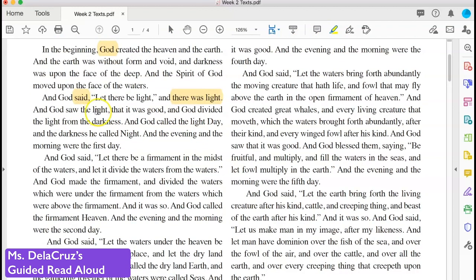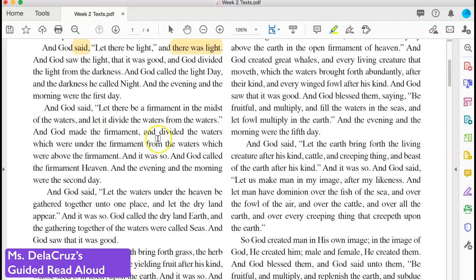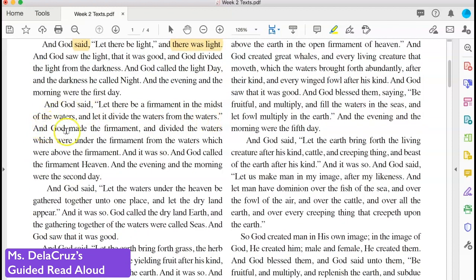"And God saw the light, that it was good. And God divided the light from the darkness. And God called the light day, and the darkness he called night. And the evening and the morning were the first day. And God said, 'Let there be a firmament in the midst of the waters, and let it divide the waters from the waters.' And God made the firmament, and divided the waters which were under the firmament from the waters which were above the firmament. And it was so. And God called the firmament heaven."